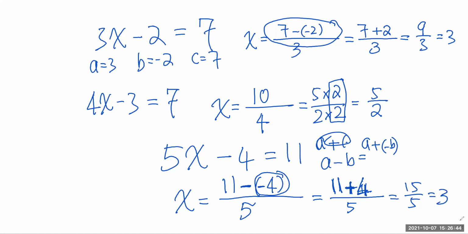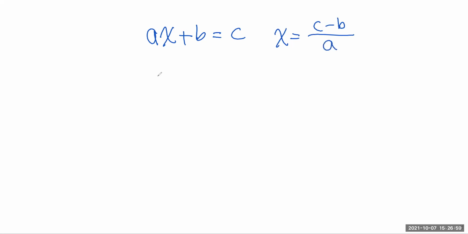Okay, so let's just do 2 more, okay? Can just repeat that. ax plus b is equal to c, then x is c minus b over a. We're just practicing on that. 5x minus 7 equal to, let's say, 6.